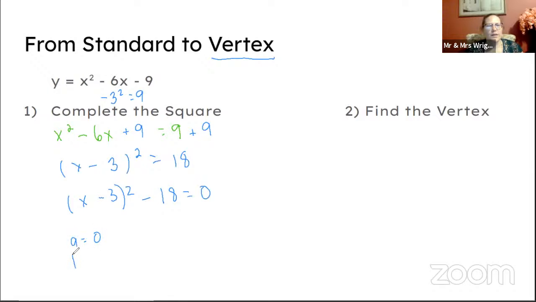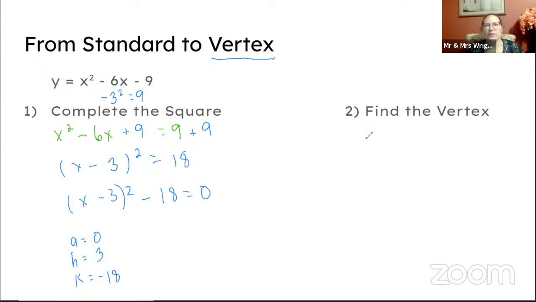a is 1. There's no b in this. b is negative 6, but we're looking at vertex form. So there's an h. h is positive 3, and k is negative 18. All right, so in this way, we're going to find the vertex.